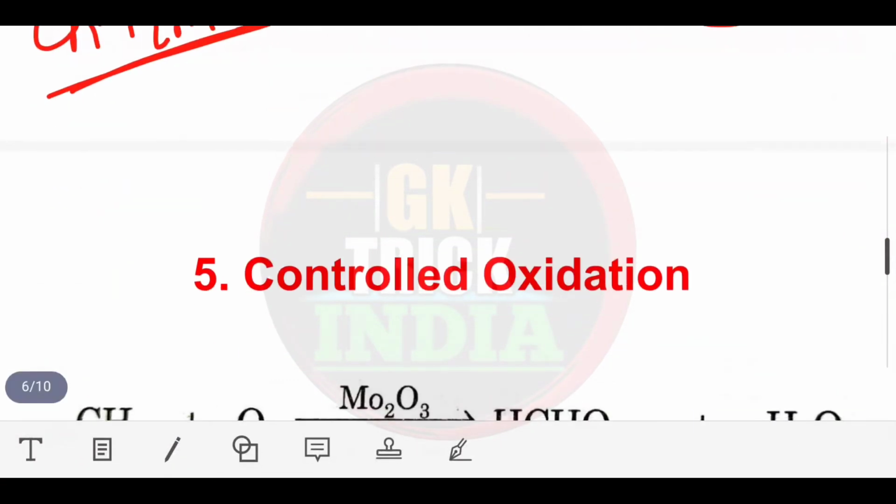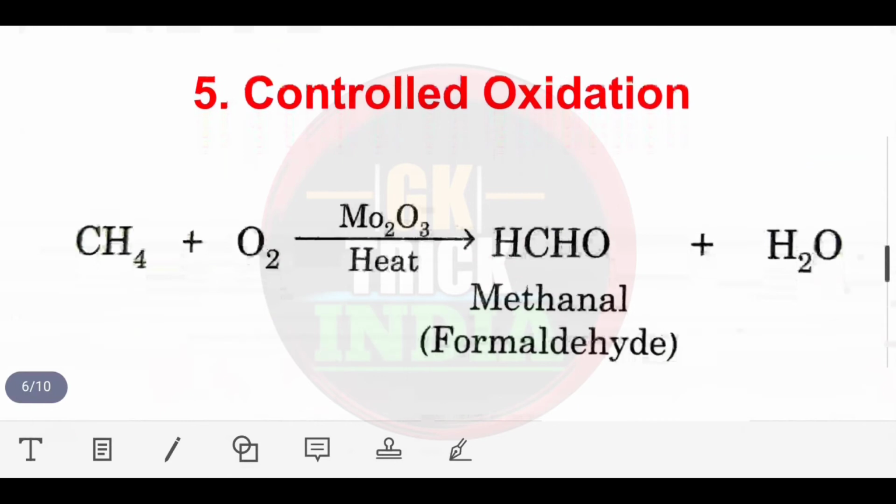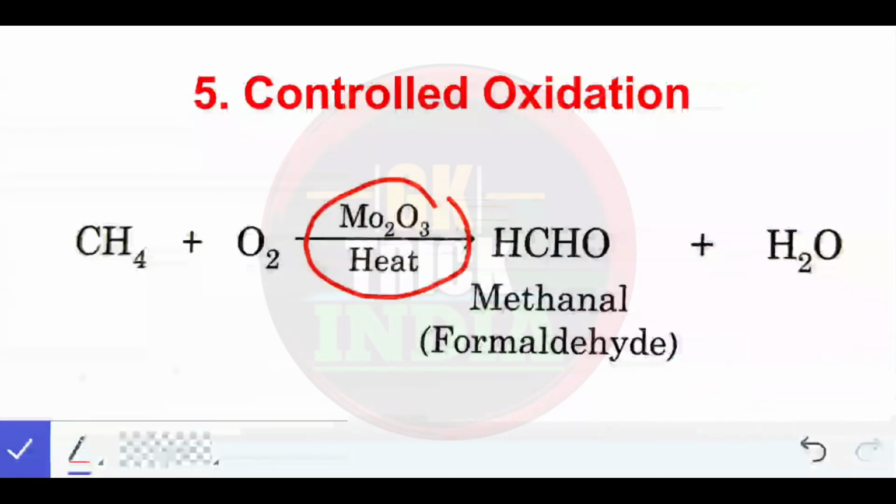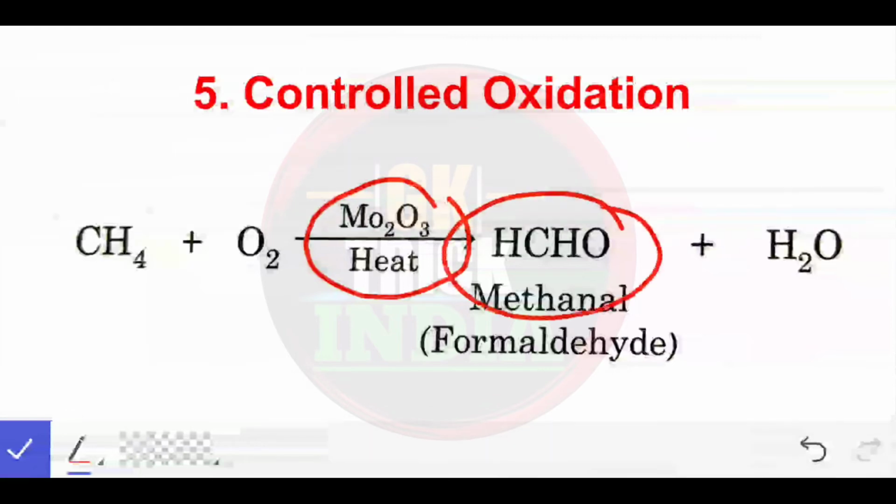Going on next, we have a reaction of controlled oxidation. When the combustion is carried out with an insufficient supply of oxygen, or other interesting reagents are used, like out here Mo2O3, that is molybdenum oxide, under pressure and heat we get methanol or formaldehyde.